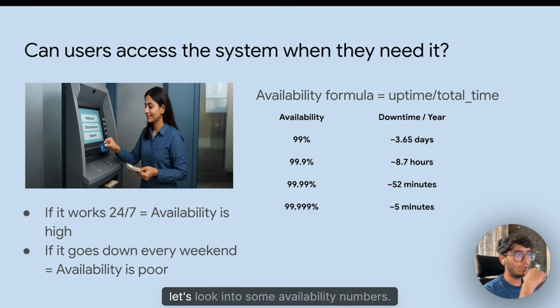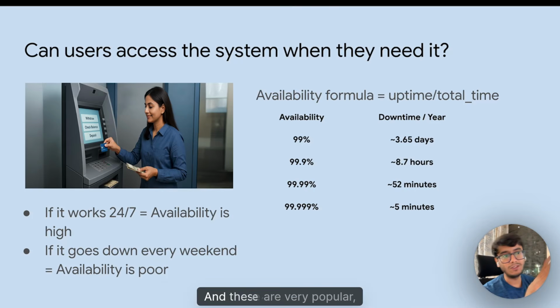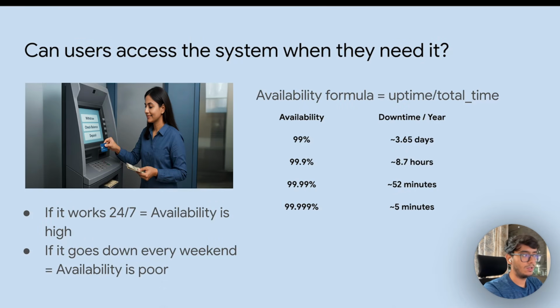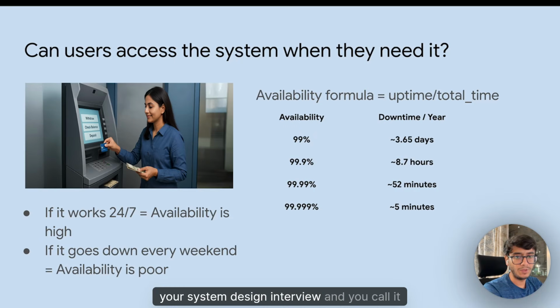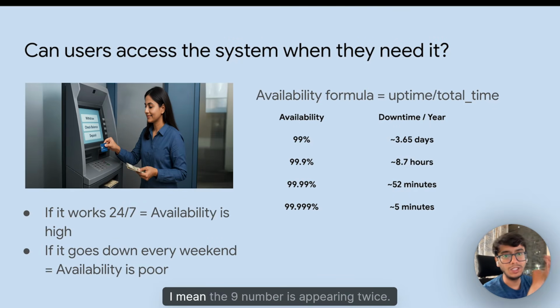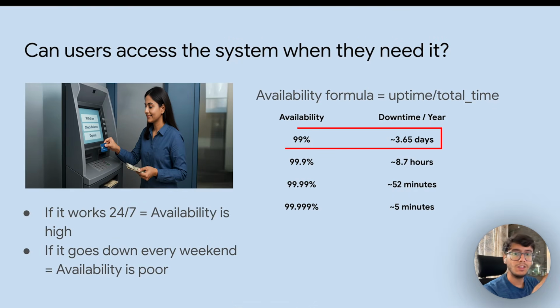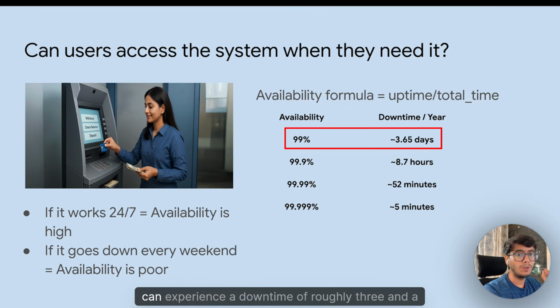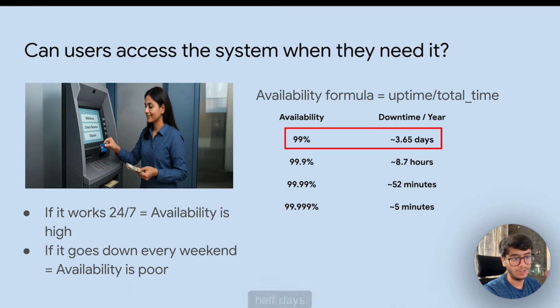Now let's look into some availability numbers, and these are very popular spoken numbers during your system design interview. You call them 2-nines, 3-nines, 4-nines, and 5-nines availability. When we say 2-nines availability, I mean the digit 9 is appearing twice, which means 99% availability, which means the system can experience a downtime of roughly 3.5 days per year.